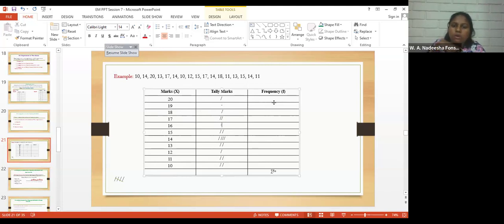Then we are going to give the frequency here, 20. There is only one mark, by looking at the tally marks. Here, no, so put 0. Then again 1, then 2, again 0, again 2, then 4.